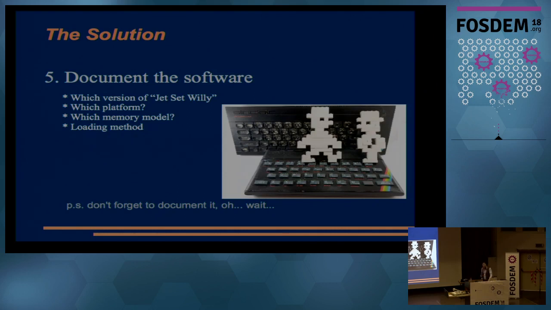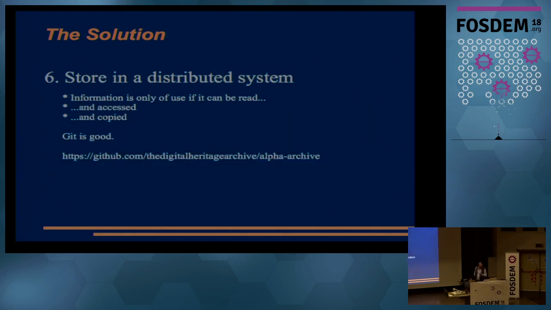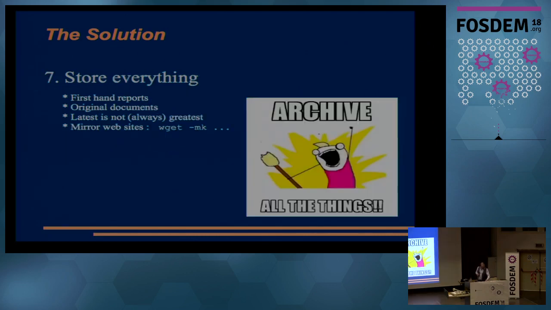So document what the software is, what version it is, how it needs to be loaded. Store it in something such as Git so it can be available. That's trying to avoid infighting in communities. And store everything. Again, grab websites occasionally. I mirror far too much for my own good. If you can get original documents, obviously.